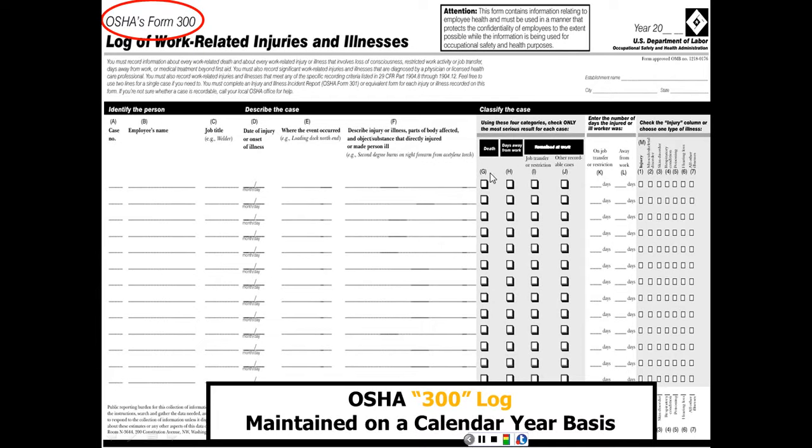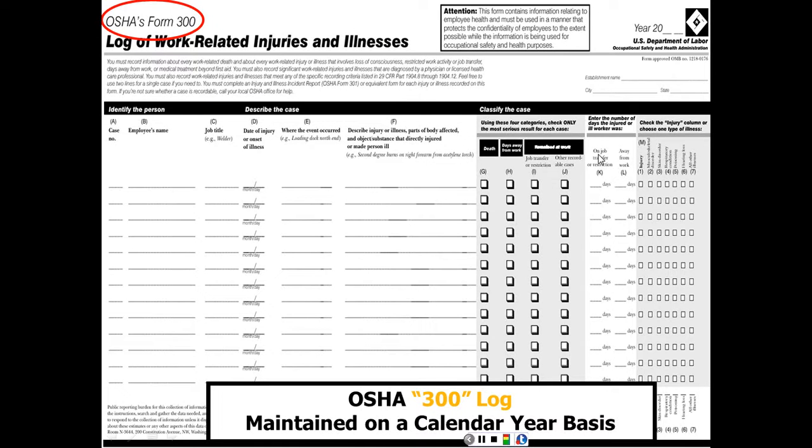So whether it was death, or days away from work, or there was a transfer from the job, or other recordable cases. So if, for example, we had an employee who was injured and required a job transfer away from the job to recover from that job, we're going to put here days away from work, number of days away from work.